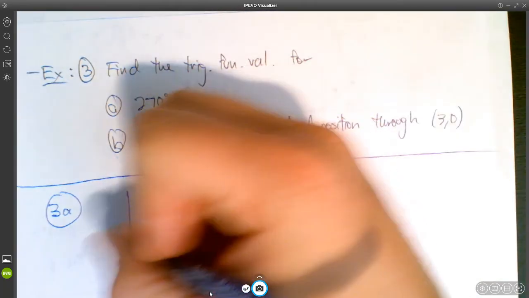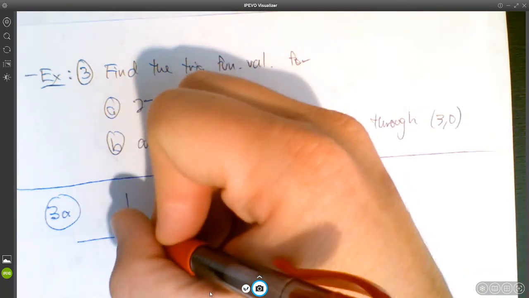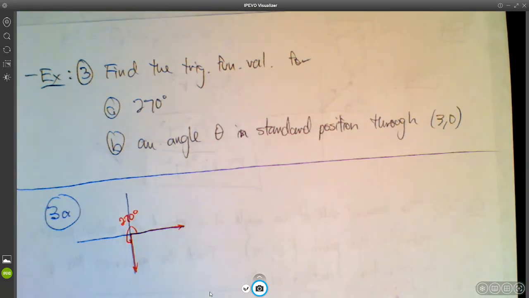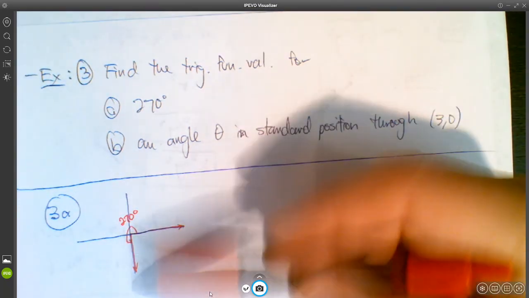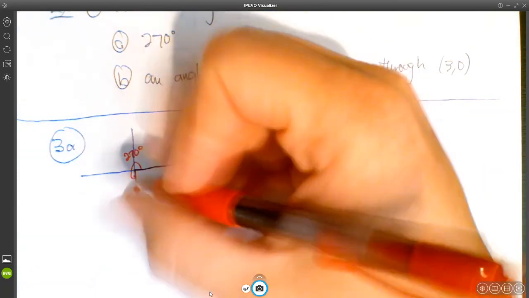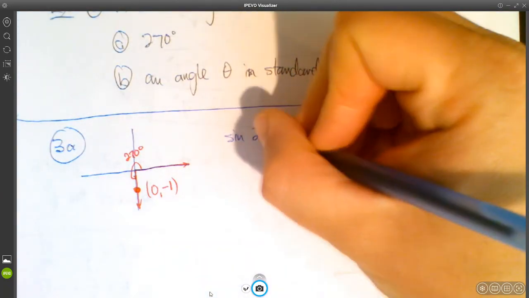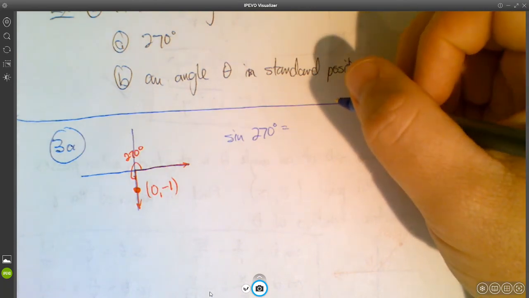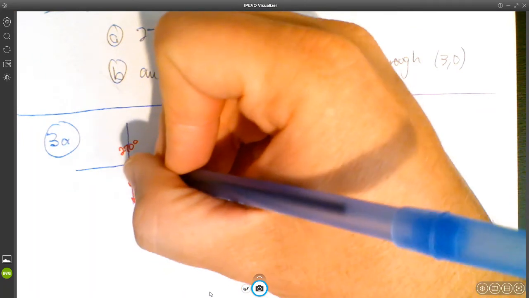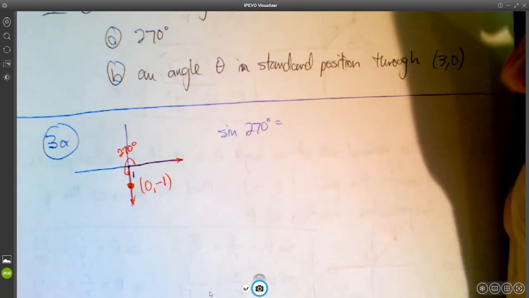Okay, so here's my solution. 270 degrees is this angle. To find the trig function values of that, I just need to choose a point on the terminal side. So the terminal side happens to be on the negative y-axis here. So any point along the negative y-axis will do. I'm going to choose the point (0, -1). That's on the negative y-axis. So I can use that point to find the trig function values. By the way, remember r is the distance from the origin to this point. Well, obviously, if this is the point (0, -1), then r equals 1.